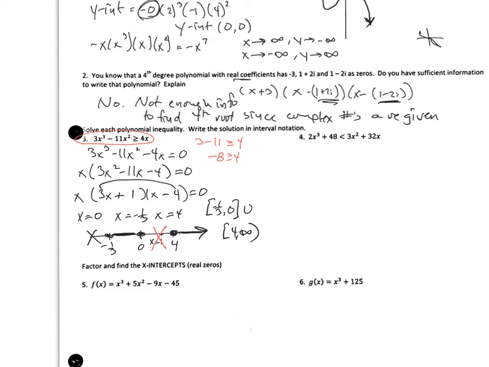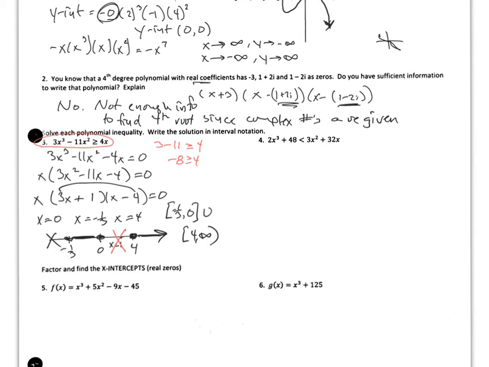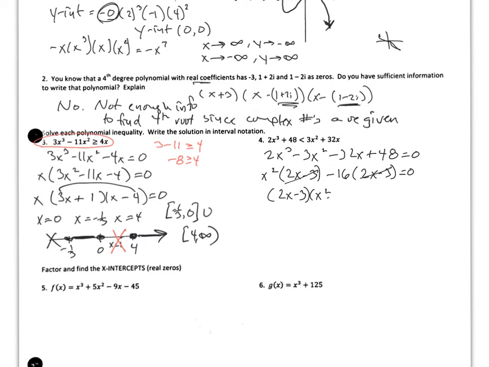For number 4, we'll set it equal to 0 and put it in standard form all at the same time. 2x to the third minus 3x squared minus 32x plus 48, set that equal to 0. They have an x squared in common, leaves you with 2x minus 3. These have a -16 in common, also leaving you with 2x minus 3. 2x minus 3 is the common factor, and x squared minus 16 is the second factor.